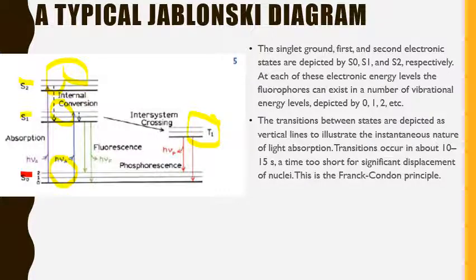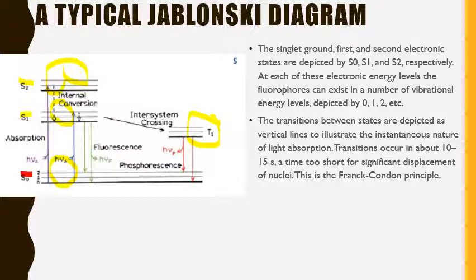The transitions between states are depicted as vertical lines to illustrate the instantaneous nature of light absorption. The transition occurs in about 10 to the minus 15 seconds, a time too short for significant displacement of nuclei. This is the Franck-Condon principle.